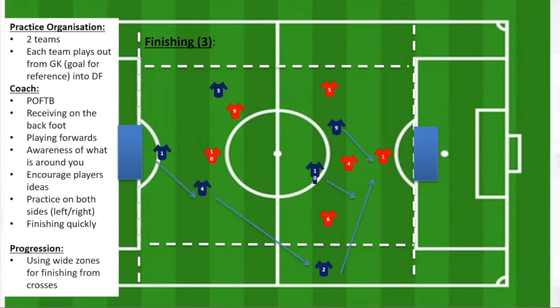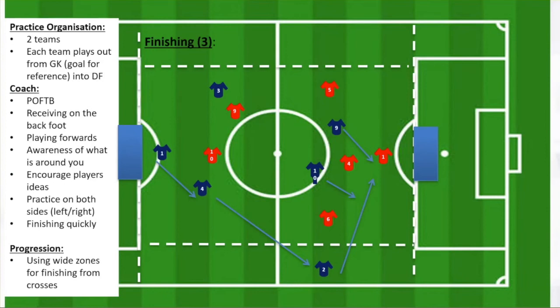And then the final progression just brings in the wide zones. So in the wide zone, you don't have the halfway line restriction, so you can enter it in your defensive half and run all the way up. You're allowed one free touch before a defender may come in and engage you.